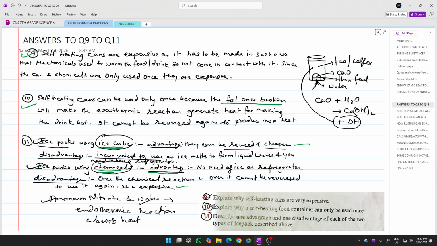Because the compartment has to be made to keep the ammonium nitrate and water separated by a thin foil, this makes it a bit expensive. So the disadvantage is that it is expensive and it can be used only once. So this was questions number 9, 10 and 11, which we have completed now.